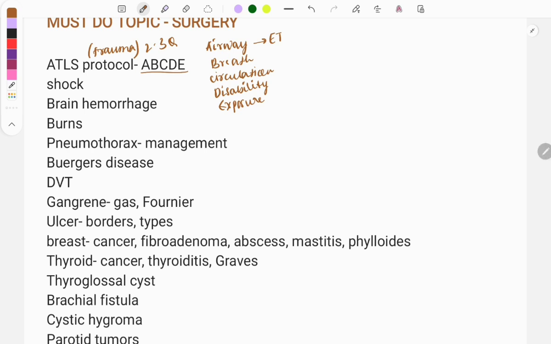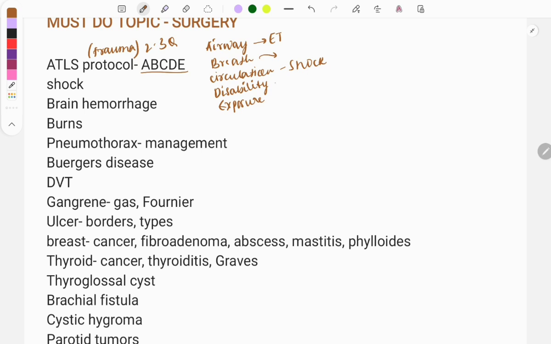Then the second one, breathing. In this, you need to look at parameters like ventilation and oxygenation. Then also management of conditions like pneumothorax, tension pneumothorax, massive hemothorax and severe pulmonary contusion. How do you treat the patient? Then next you need to look at the circulation of the patient, whether it is normal or if the patient is in shock. And if the patient is in shock, you need to look at the type of shock and treat him accordingly.